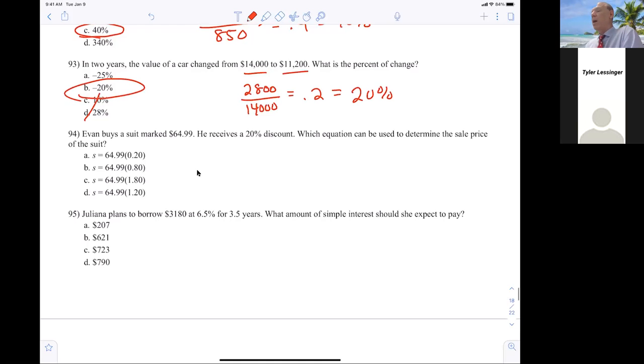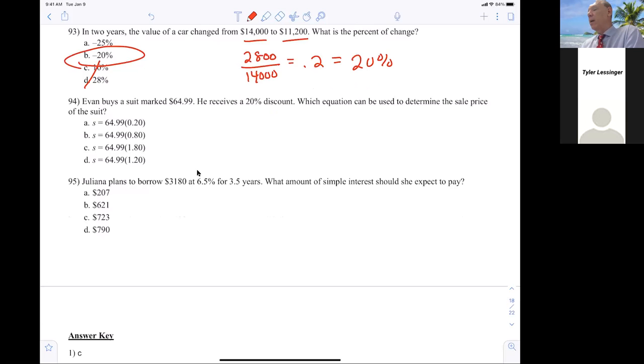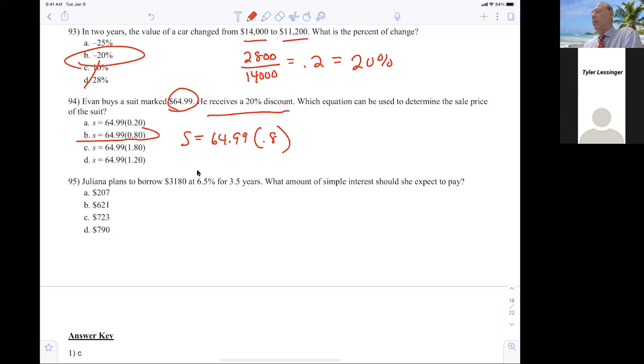All right, so now Evan buys a suit marked $64.99. He receives a 20% discount. So if he receives a 20% discount, how much did he have to pay? 0.80, correct. So it's what? The sale price is $64.99 times what? 0.80. So the answer was B. Everybody good with this?